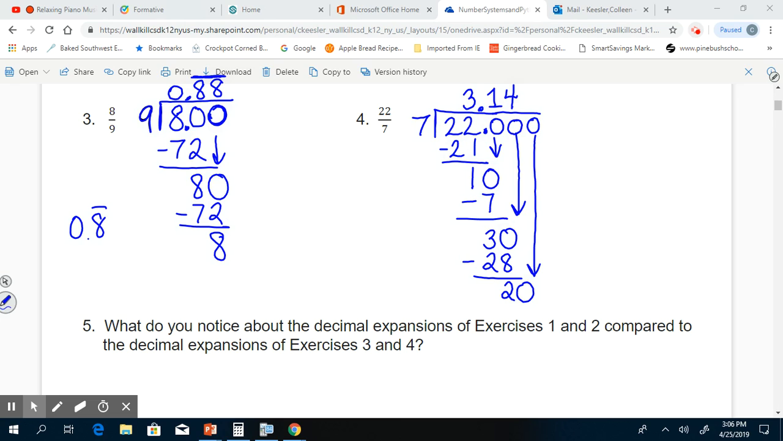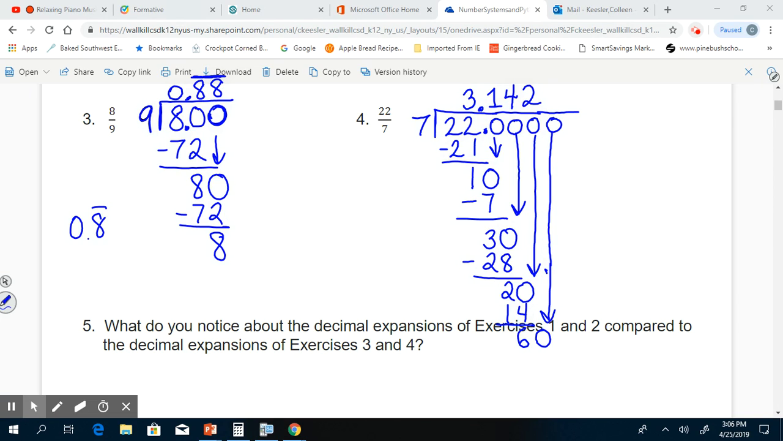Then I get 7 into 20, which doesn't go exactly, but 7 times 2 is 14, which is the closest I can get without going over. So that's going to be 14. Subtract and we get 6. So again, I need another 0.